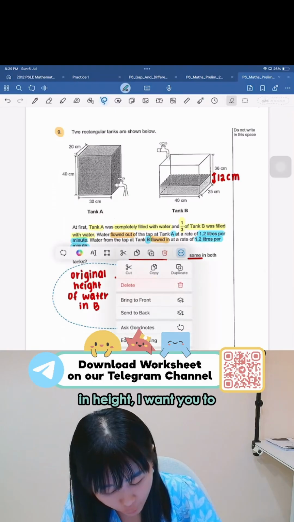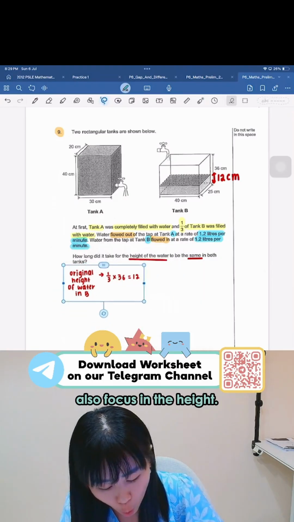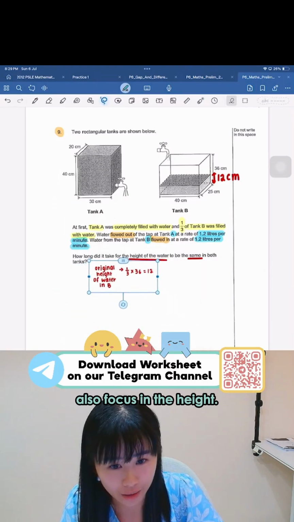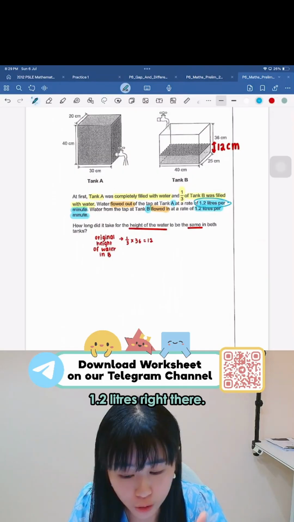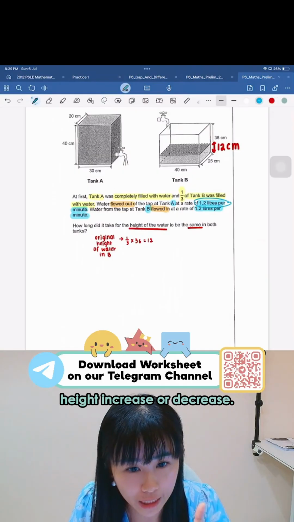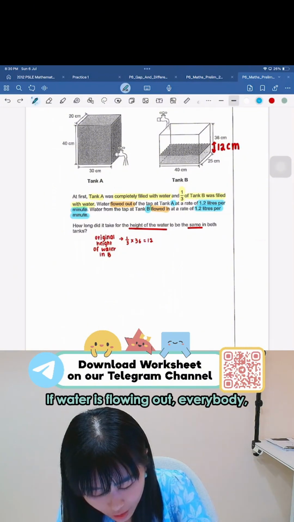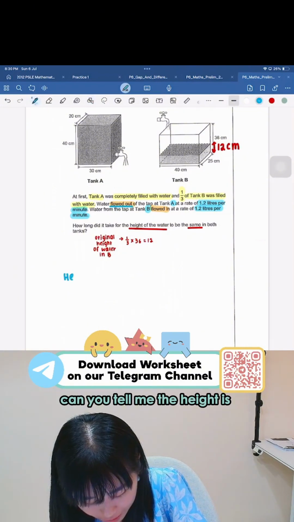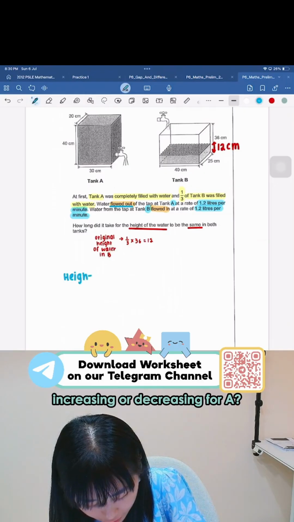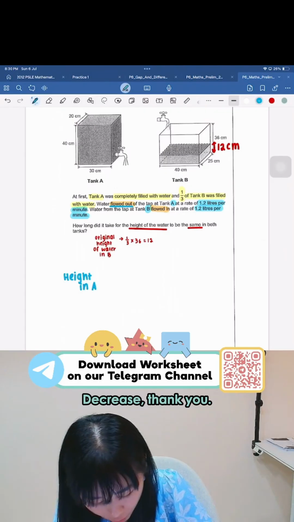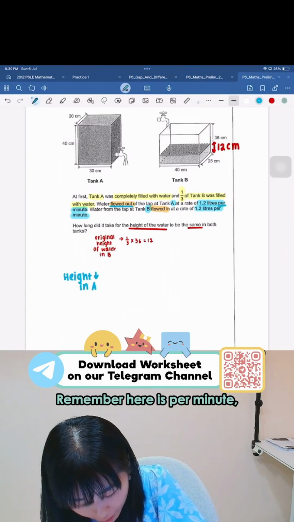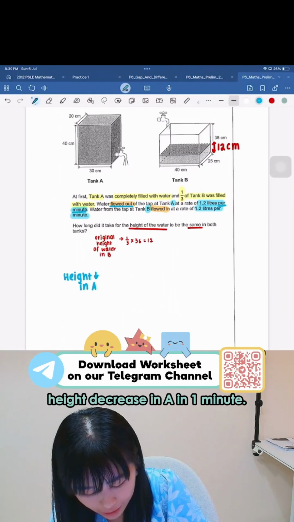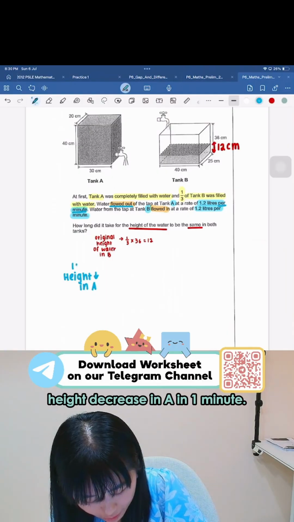Now, if they are focusing on height, I want you to also focus on the height, instead of focusing on the volume, 1.2 liters right there. I want you to focus on the height, increase or decrease. If water is flowing out, everybody, can you tell me the height is increasing or decreasing? For A. Decrease, okay, thank you. Remember here is per minute. Height decrease in A in 1 minute.